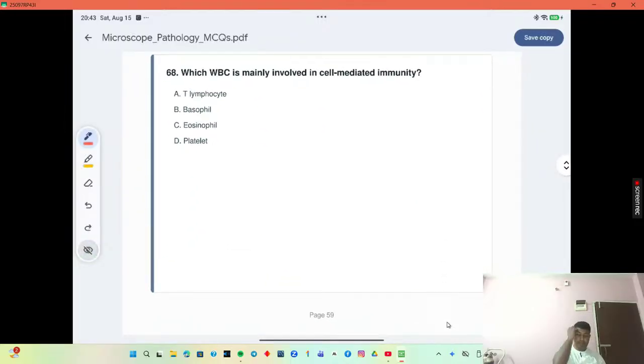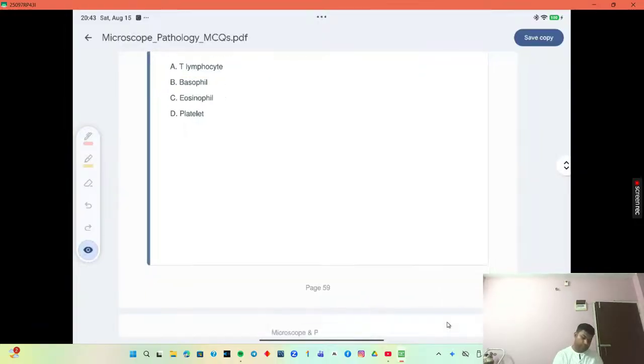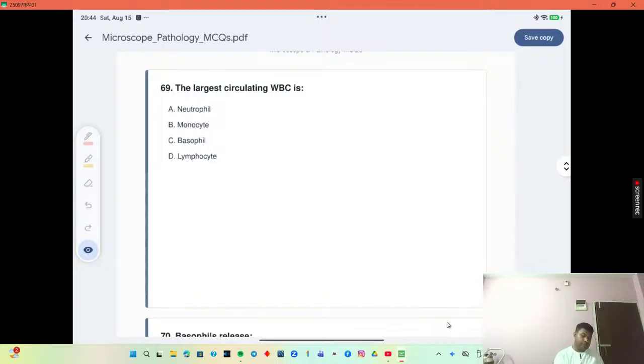So the next question is, which white blood cell is mainly involved in cell mediated immunity? The right answer to this question will be T lymphocyte. What will be the right answer? It will be T lymphocyte. I think you are very clear with the answer. So, which white blood cell is mainly involved in cell mediated immunity? The right answer will be T lymphocyte. Now, I will move to the next question.